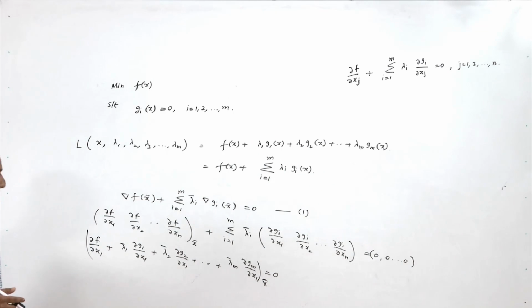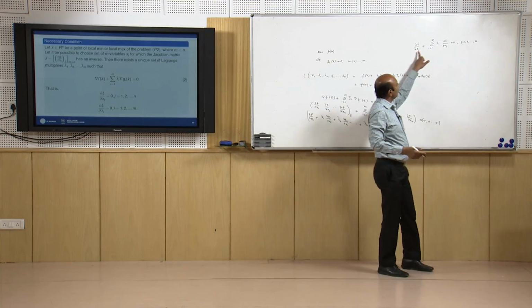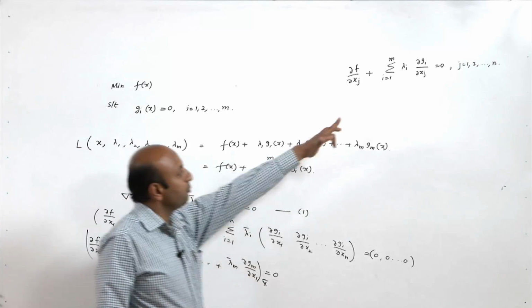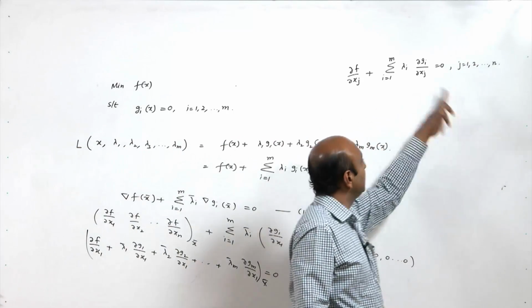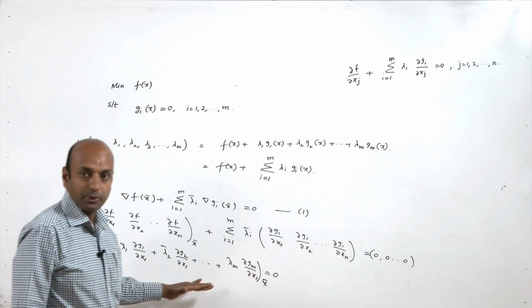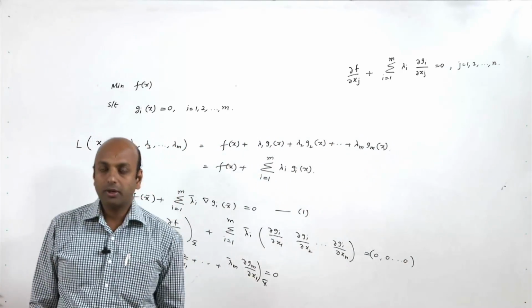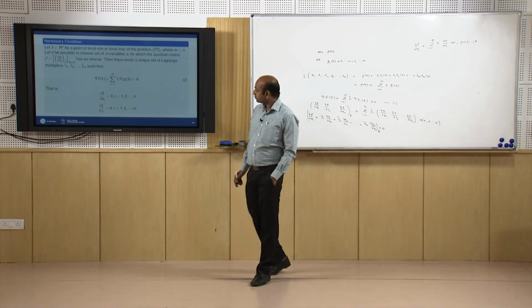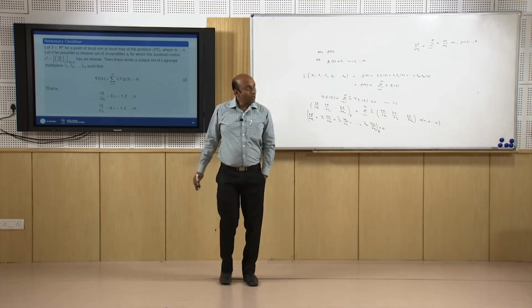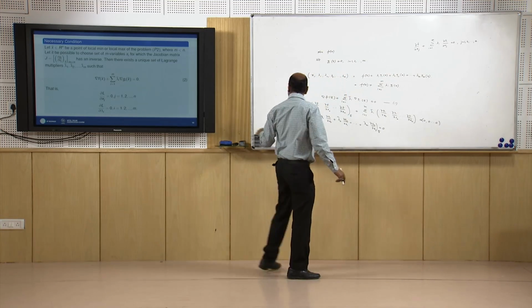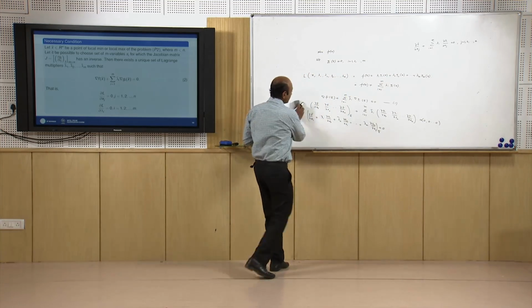Because the same will hold for j equal to 1, that is the first condition. The same will hold when you put j equal to 2, that is the second condition from here. And similarly, the same will hold for j equal to n. Or the same conditions can be obtained from the Lagrange function itself.